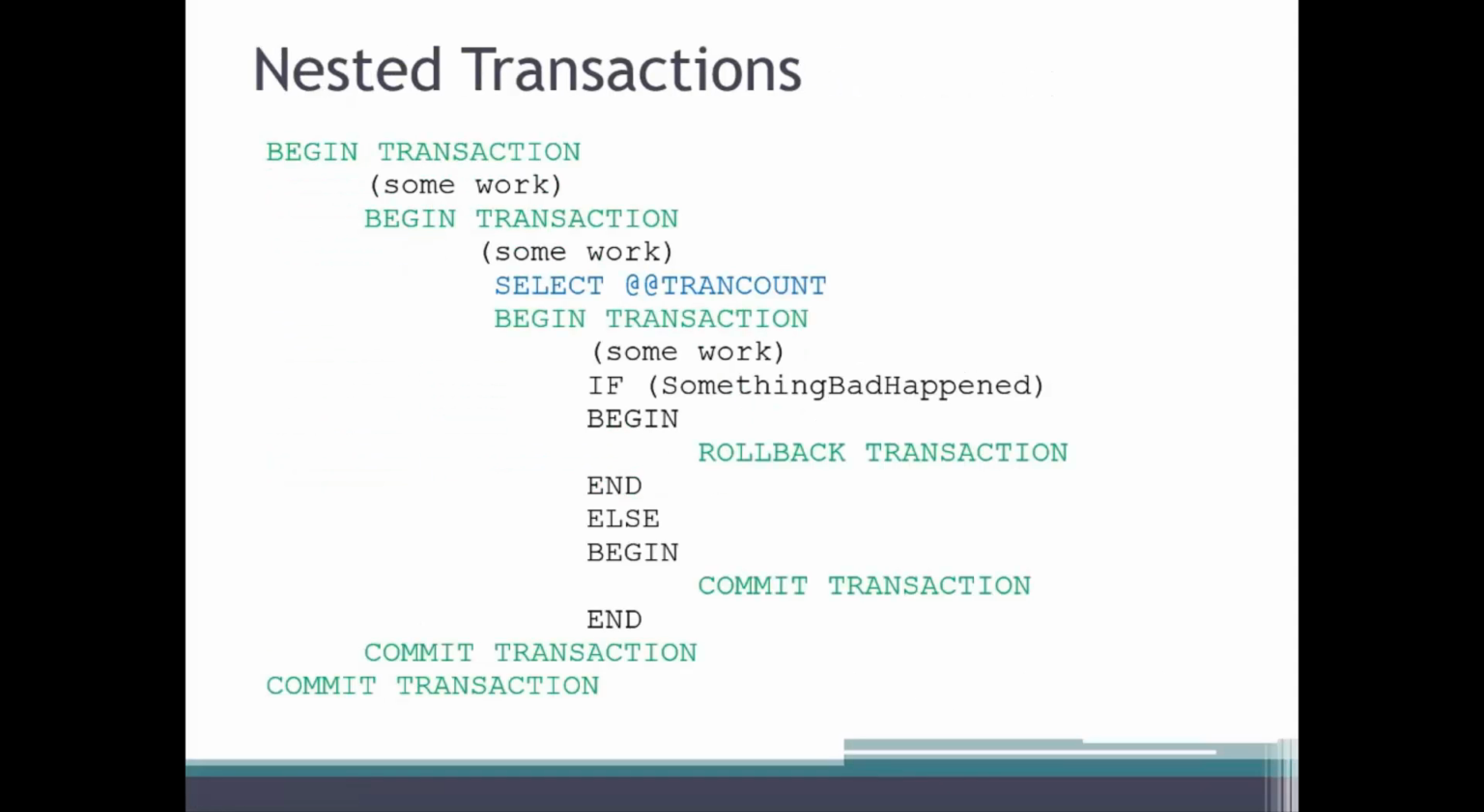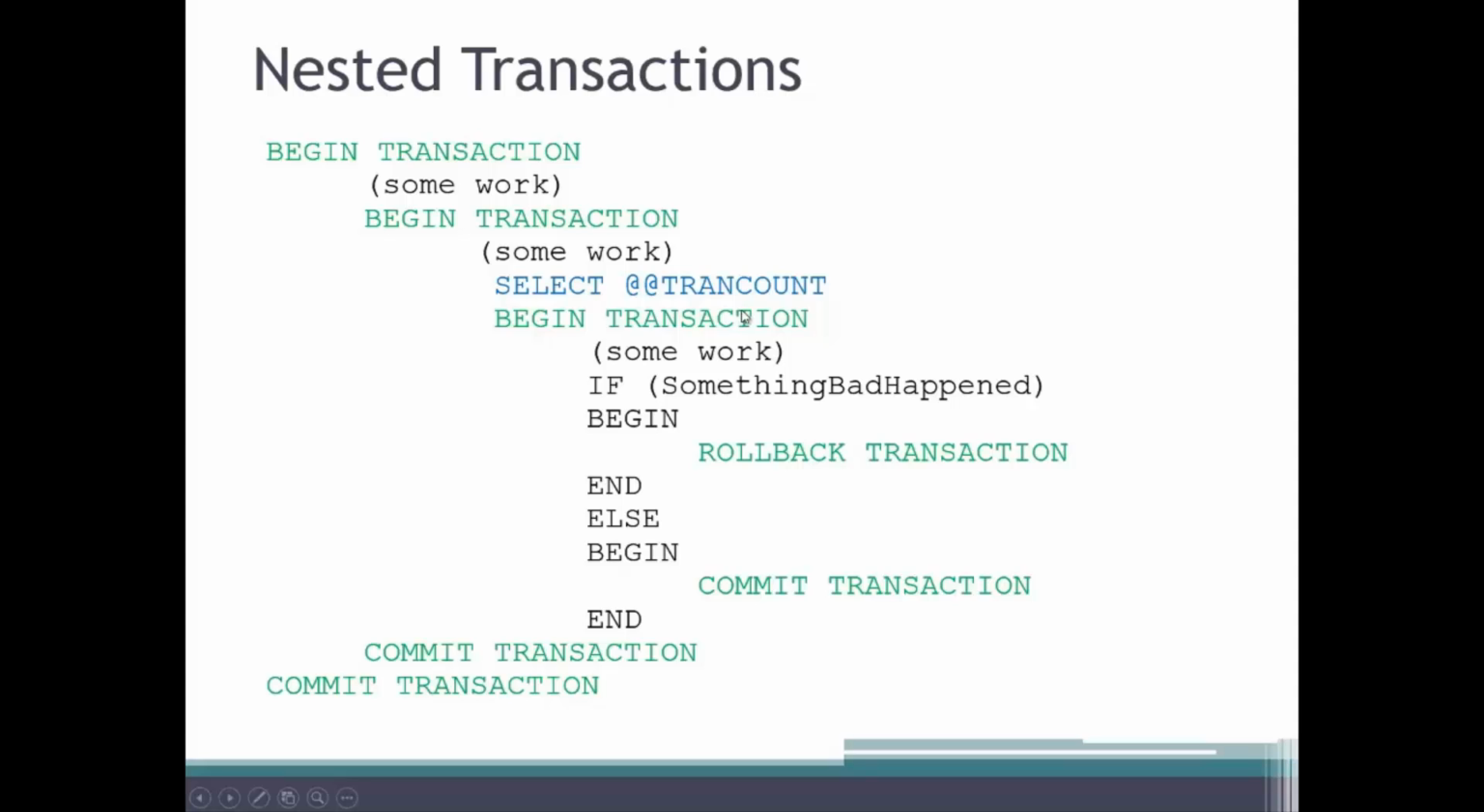All right, let's talk a little bit about nested transactions. Here I've colored my transactional statements in green so you can easily see where the transactions are. Here I begin a transaction at the top and I commit it at the very bottom. After I begin the transaction, I do a little piece of work and then start another transaction. I do some more work, and then I look at the tran count.